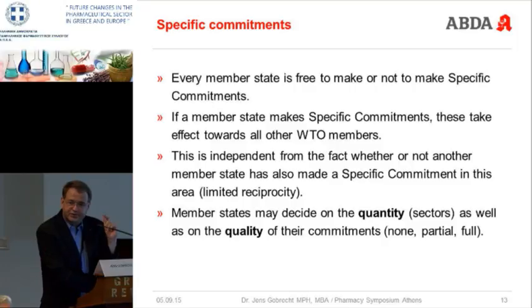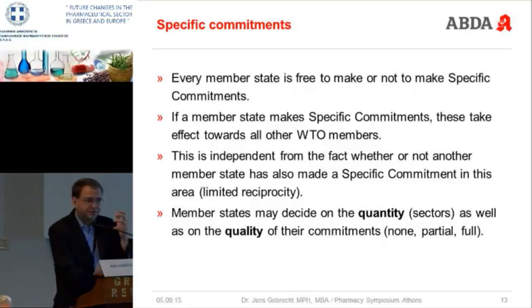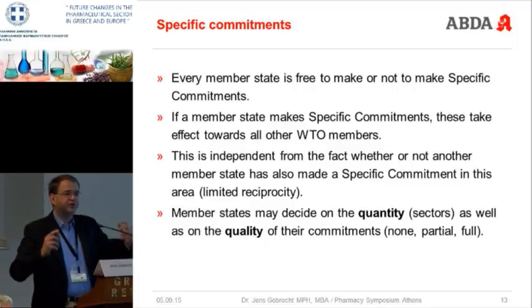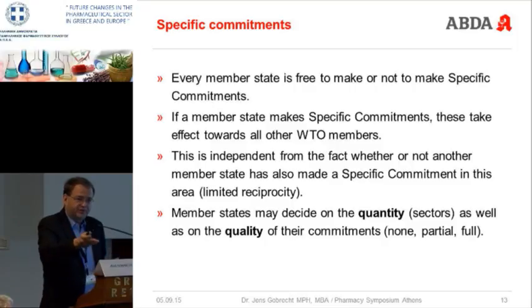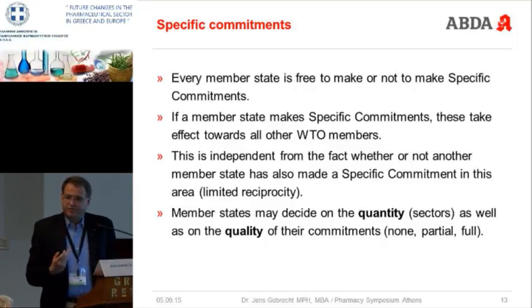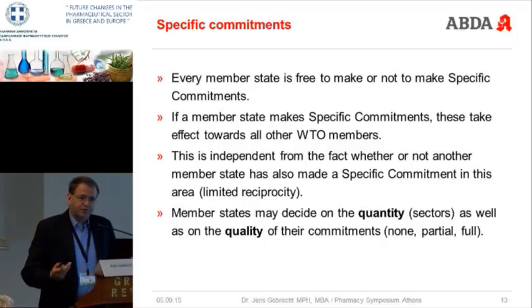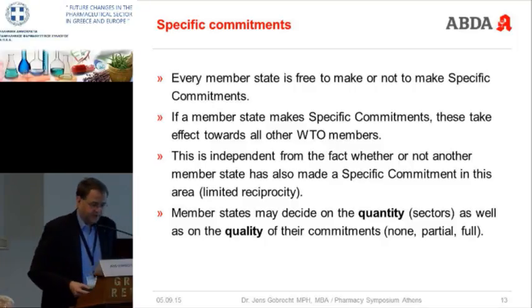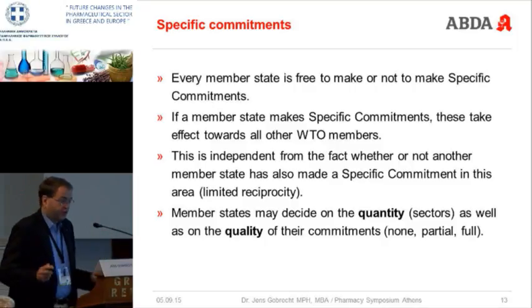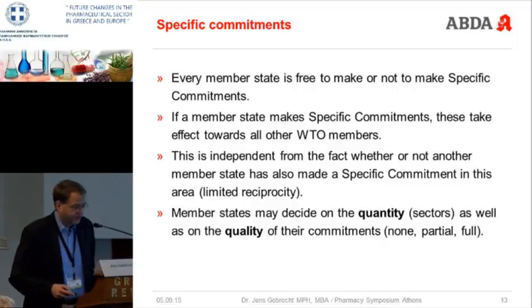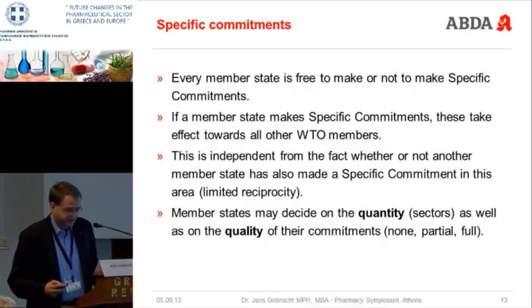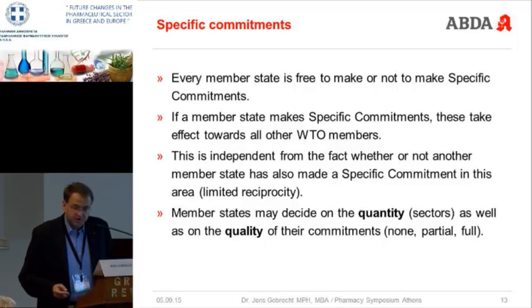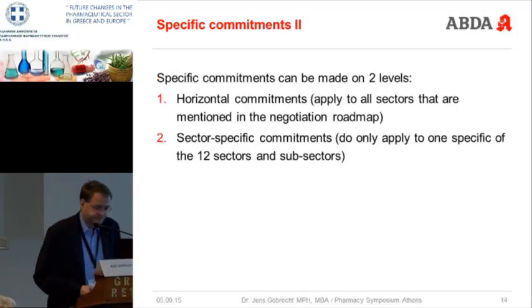Very important to realize. So something you give to another one, if I give Dimitrios an apple, Dimitrios is not required to give an apple back to me. He can give me a peach. Well, normally I will require him to give me something back, but it doesn't necessarily have to be an apple. So member states may decide on the quantity, which is the sectors, as well as on the quality of their commitments. So how deep they want to commit. So they want no commitment, a partial commitment, or full commitment.